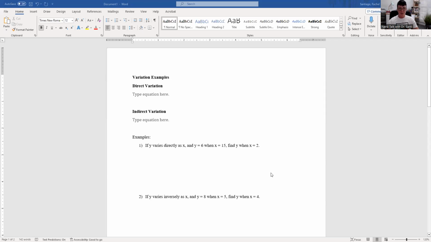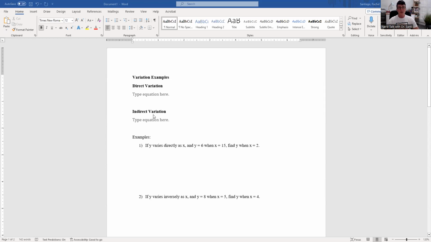All right. So I'm going to share my Word document here, and let's talk about variation. There are two types that we're going to deal with in this class: direct variation and indirect variation. When you think about direct variation, think of two variables, x and y. As x increases, y increases; as x decreases, y decreases. So that's direct variation. They're related to one another.